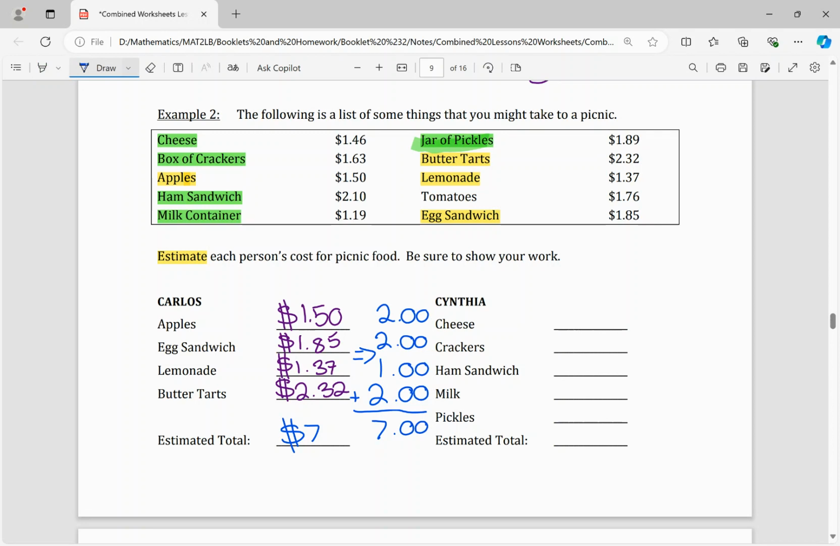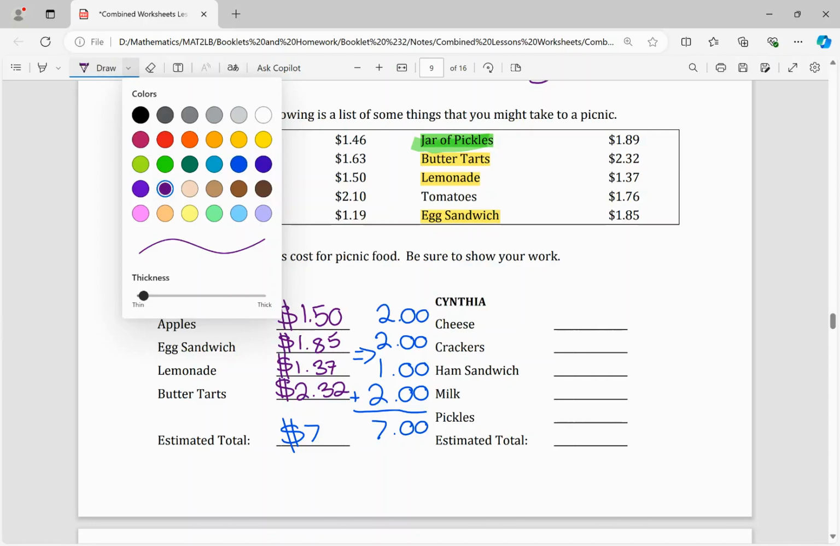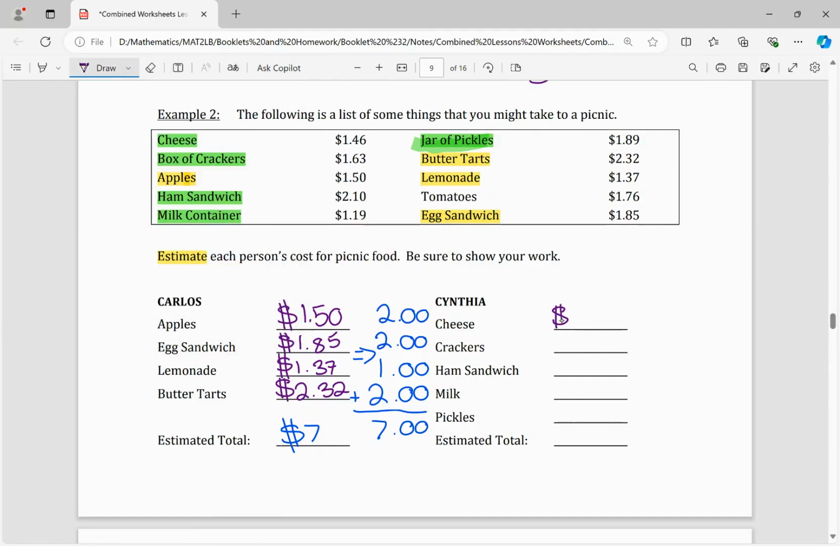So Cynthia is buying cheese. That's going to cost her $1.46. Crackers, $1.63. Ham sandwich, $2.10. Milk, $1.19. And pickles, $1.89.